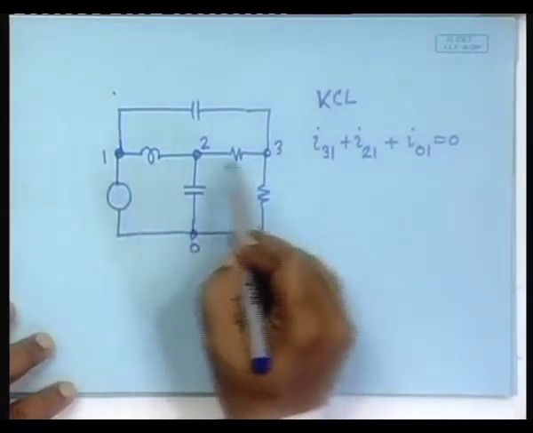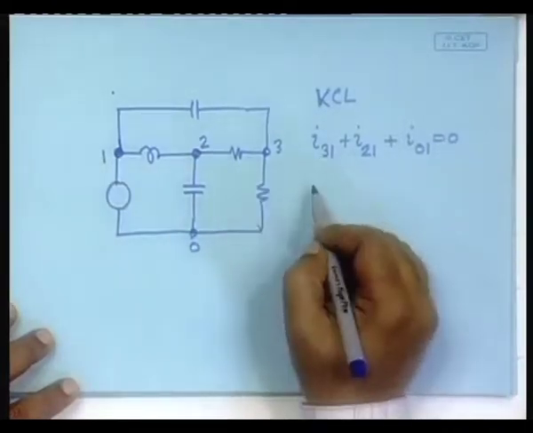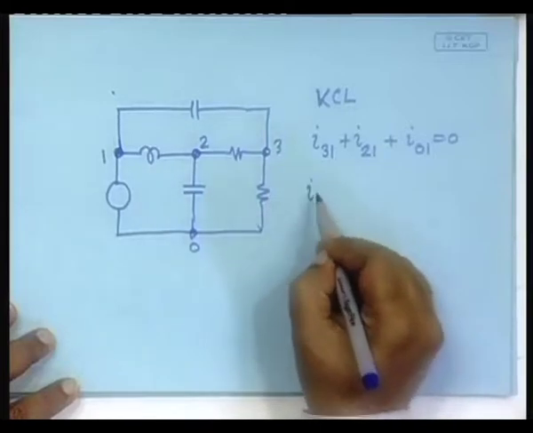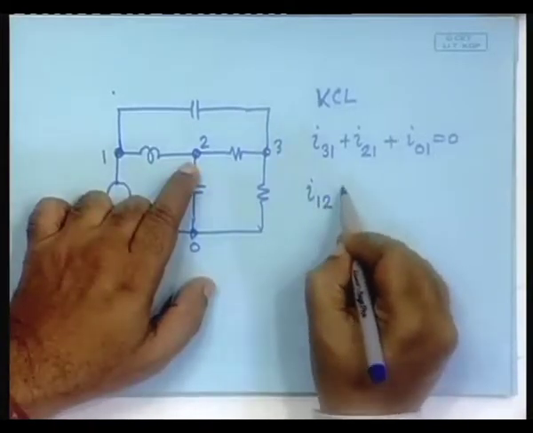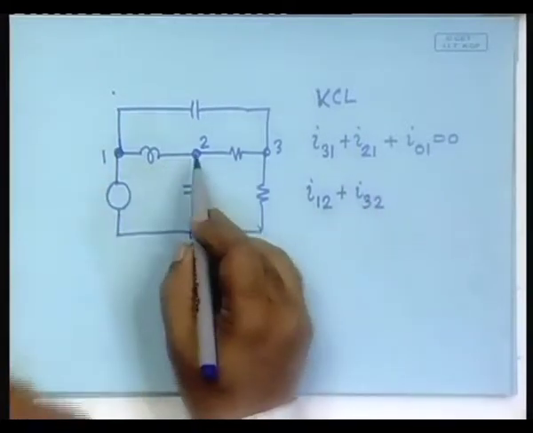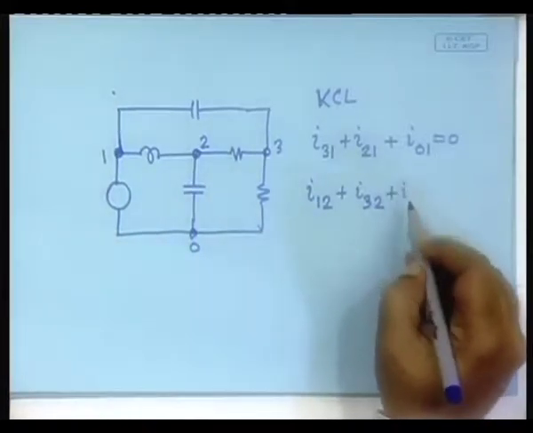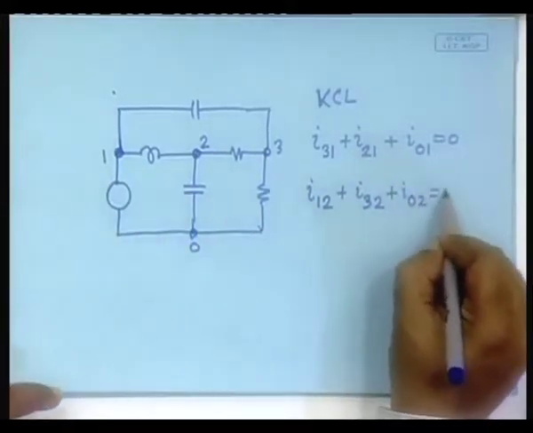So I can write similarly the KCL equations, that is for node 1. I can also write for node 2, I12 plus I32, not 23, 32, plus I02 is equal to 0.